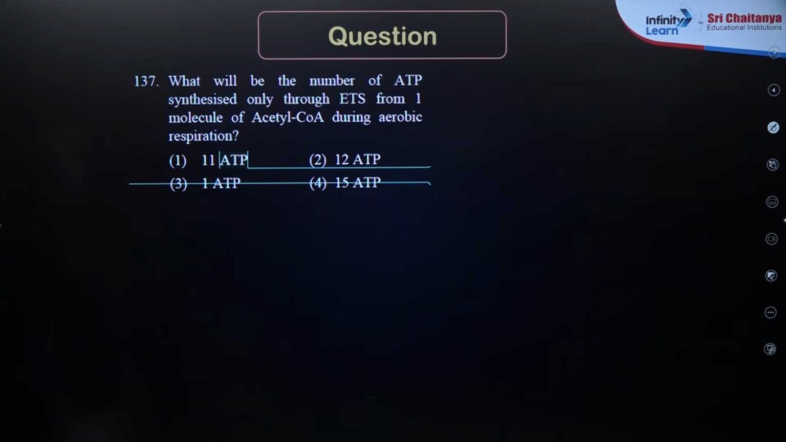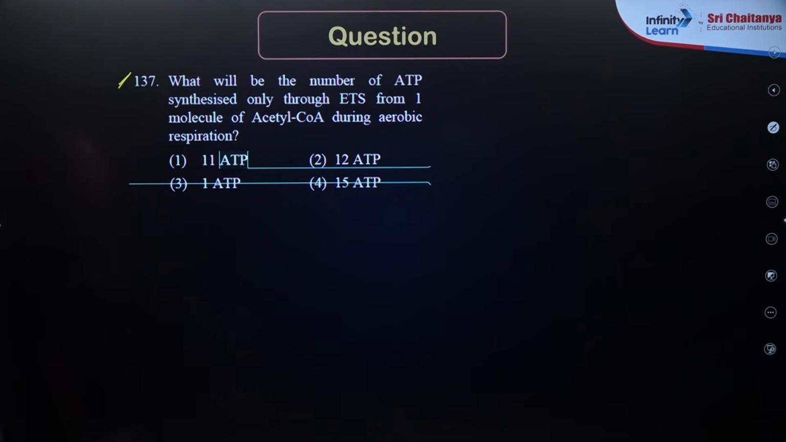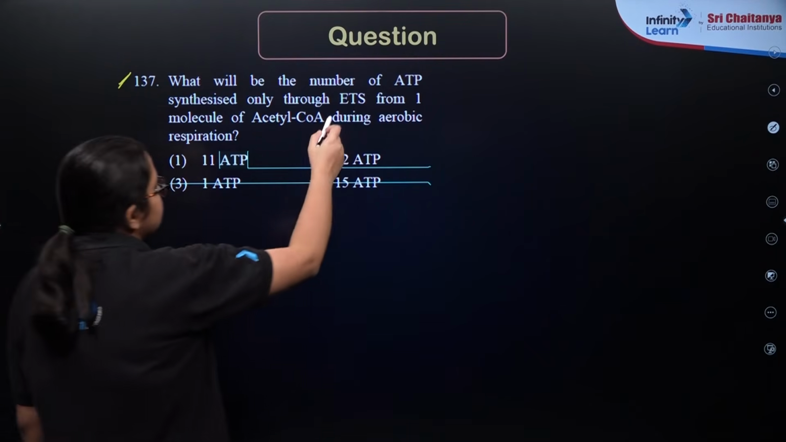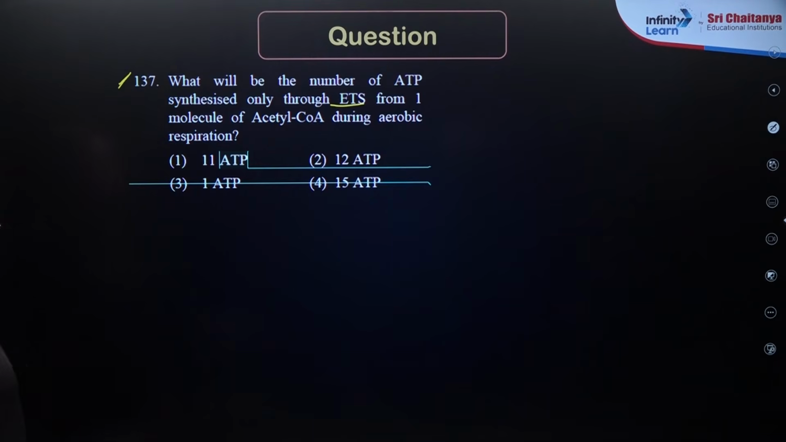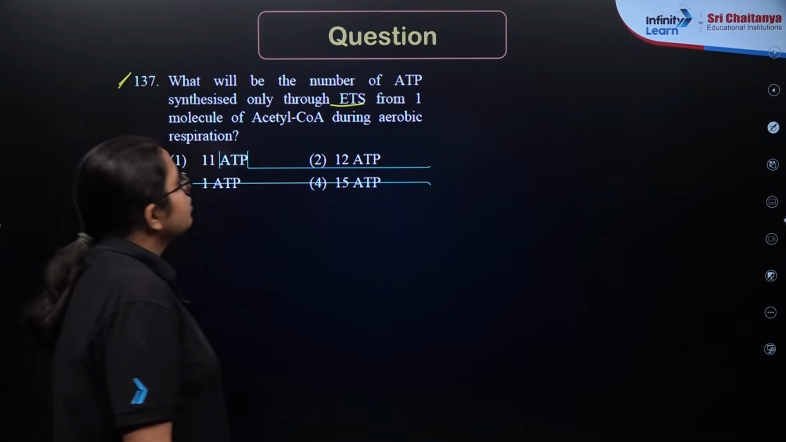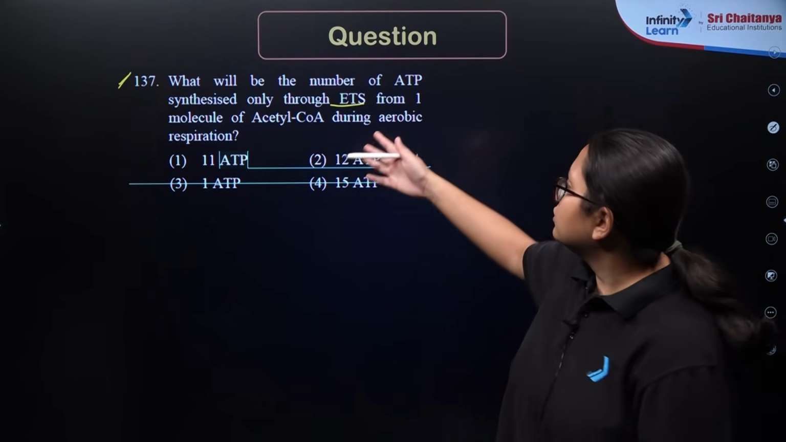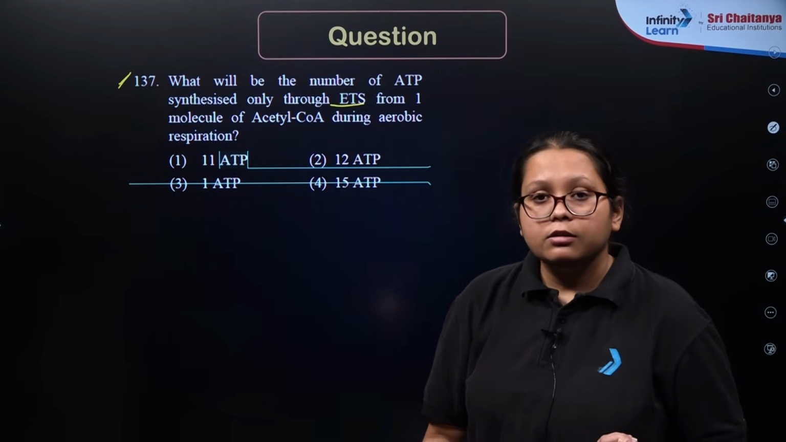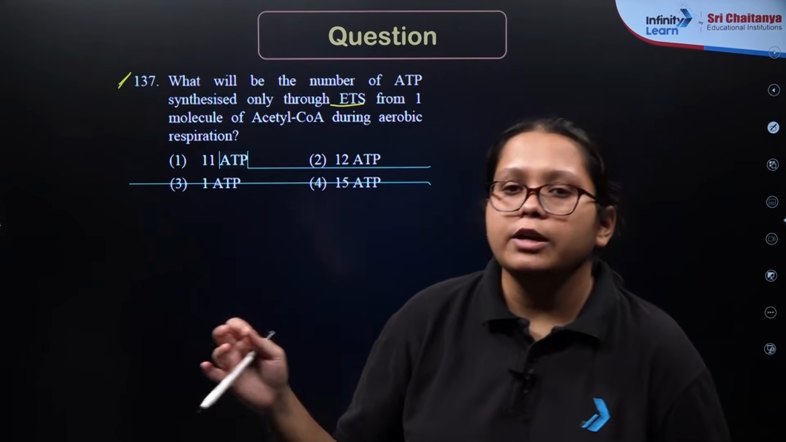Okay, this is a very nice question. What will be the number of ATP synthesized only through ETS, means electron transport system, from one molecule of acetyl-CoA during aerobic respiration? So first of all, how is ATP synthesized during the electron transport system in ETS? By oxidation of NADH and FADH2, right?